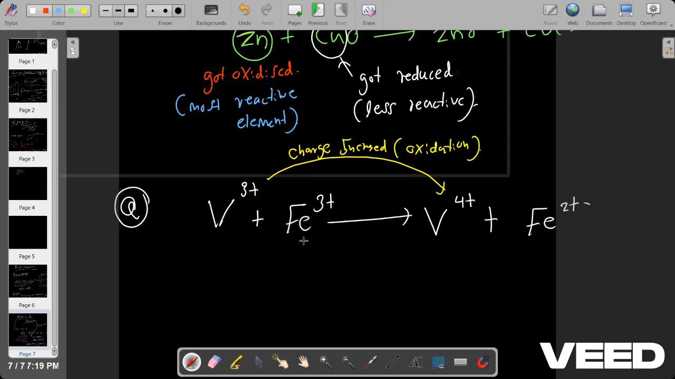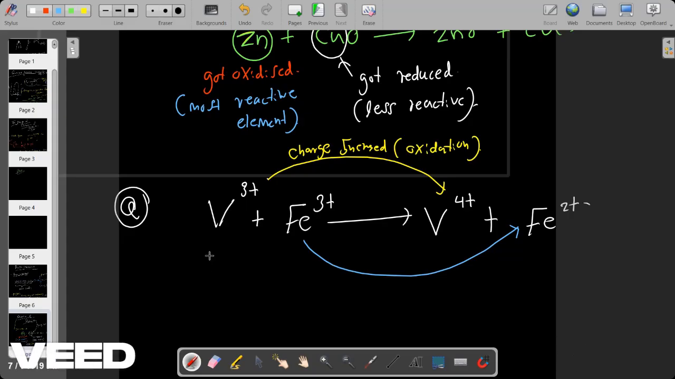Now between this and this, charges are lowered. Charge lowered happens in reduction. That is why we call it reduction, right? Reduction is a decrease in the charge, and oxidation is an increase in the charge.